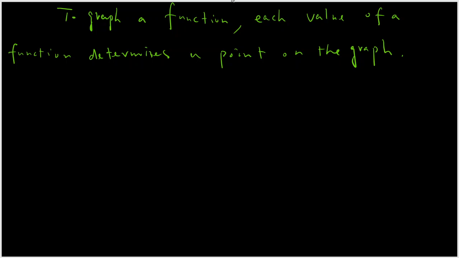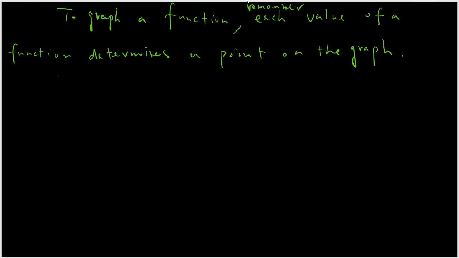Okay, add something. It's not the official definition of the graph. So just remember, each value of a function determines a point on the graph. As long as you can remember that, then we know how to get the graph of the function. I will make my point using the function we are talking about.